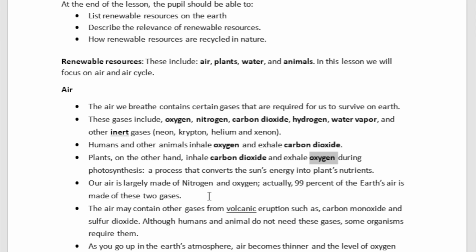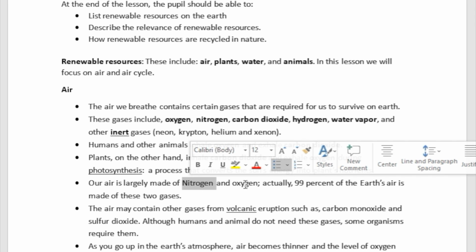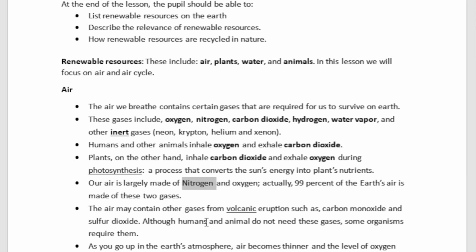So plants convert carbon dioxide to oxygen through a process called photosynthesis. That's a very important process as well. It's a process that converts the sun's energy into plants' nutrients. Okay? And 99% of the Earth's air is actually made of these two gases, nitrogen and oxygen. The air may also contain other gases from volcanic eruptions like carbon monoxide and sulfur dioxide. So even though we don't need those gases, some other organisms require them to survive.